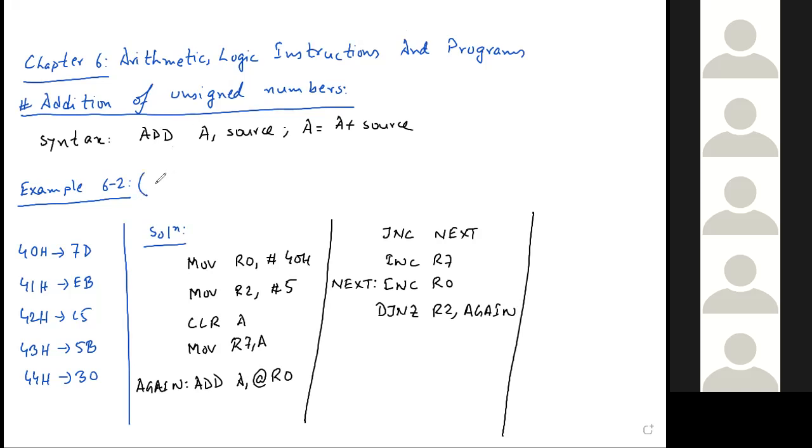There was another part in the question which said that R7 should contain the high byte of your result and accumulator should contain the low byte of the result. Sorry, I forgot to say this. So in blue color, this is the question. Let's look at the solution now.